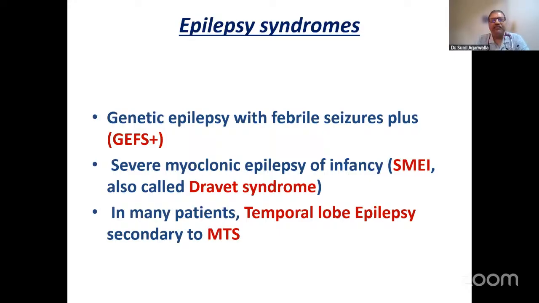In many patients during febrile seizure, if you go for MRI, you can get temporal lobe swelling. And that temporal lobe swelling in the long run may lead to temporal lobe epilepsy, or secondary to mesial temporal sclerosis.